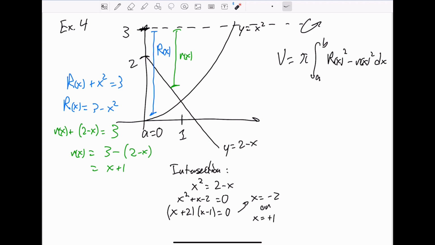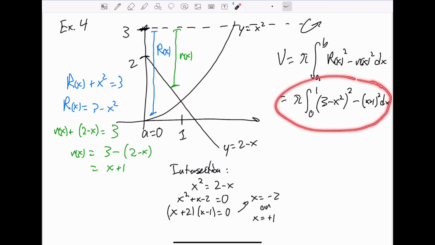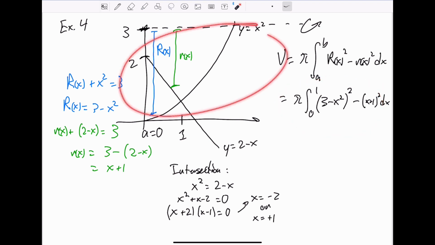So now that I have my limits of integration and the functions, I can set up the integral. This is pi times the integral from 0 to 1. Capital R is 3 minus x squared. Capital R squared minus small r, x plus 1, squared dx. Once again, we're not so interested in solving this integral. If we expand everything out here, we'd simply have a polynomial. We are more interested in determining how to set up the volume integral from the information that's given.